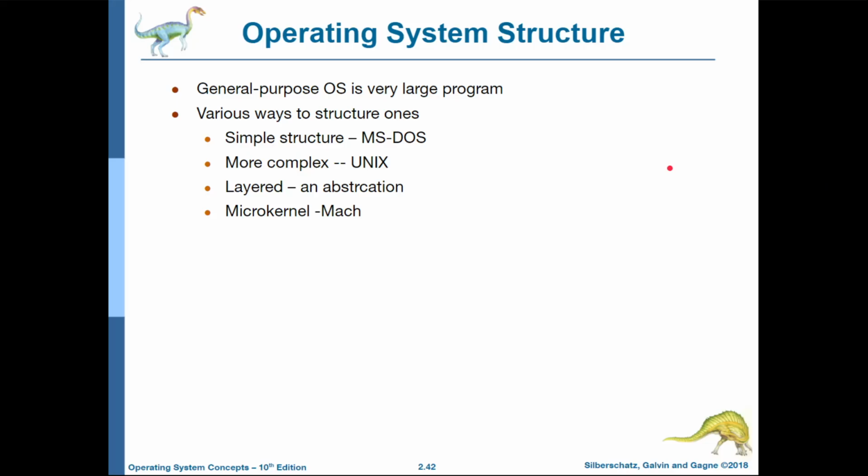So again, remember that a general purpose operating system is usually one very large program, the operating system kernel, along with several small system programs. We're going to talk mostly about the operating system kernel in this particular lecture. We're going to talk about simple structures such as MS-DOS, one of the originals, more complex, such as Linux and other Unix-based operating systems, layered, and then we'll also talk a little bit about the microkernel approach, which is what macOS uses in certain ways.